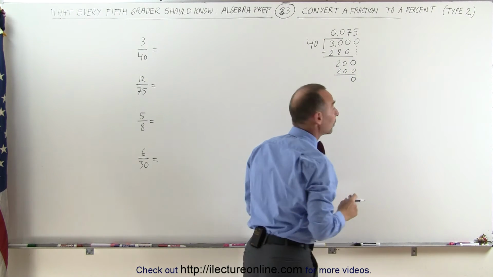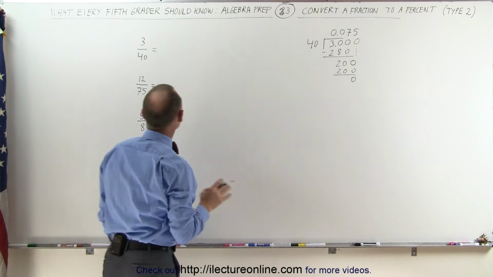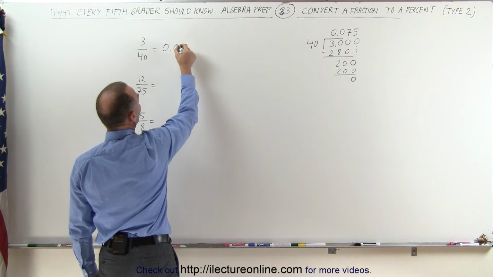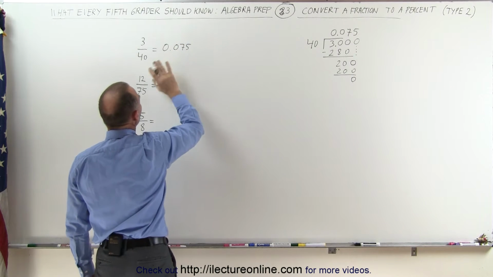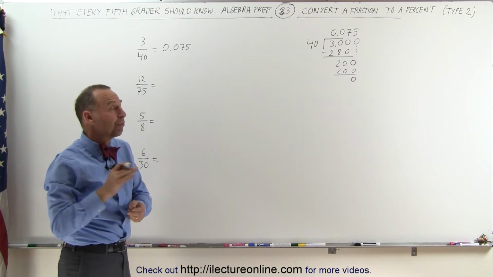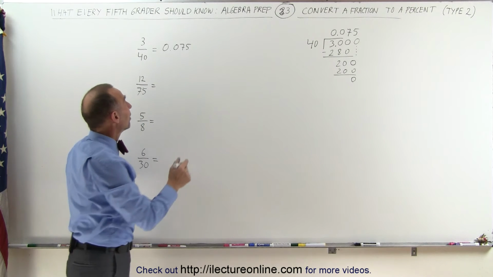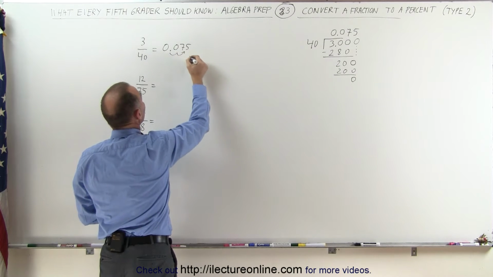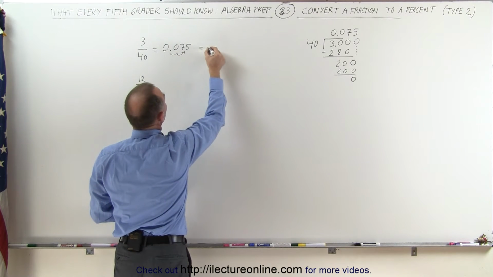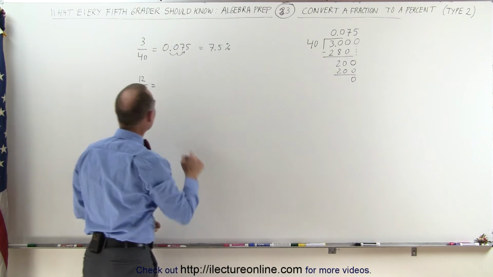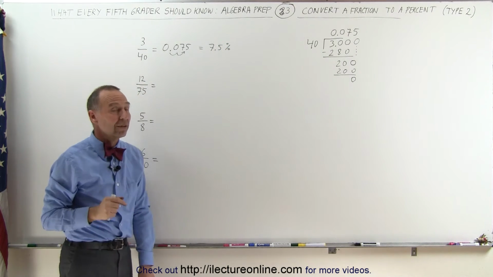Remainder is 0, which means that 3 divided by 40 is equal to 0.075. Now that we've turned our fraction into a decimal, we use the technique we learned before to turn it into a percent by moving the decimal place over 2 spots, 1, 2, and therefore we can say that this is equal to 7.5%. Okay, let's try the same with 12 divided by 75.